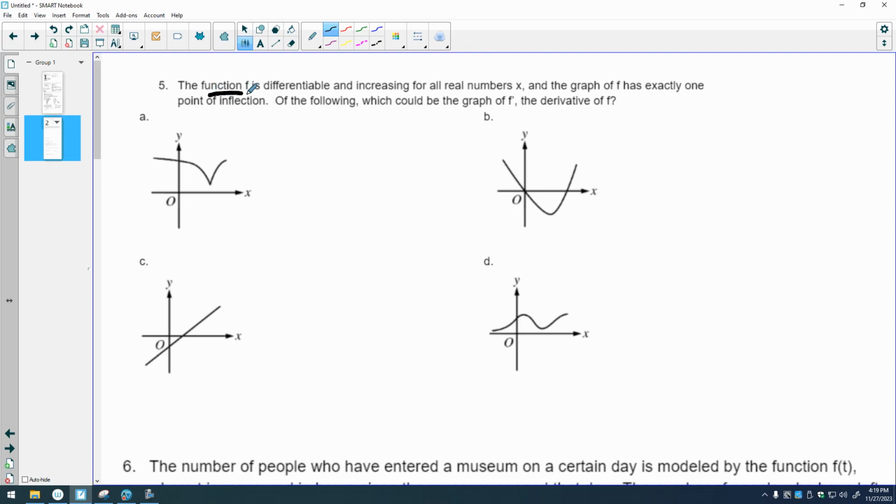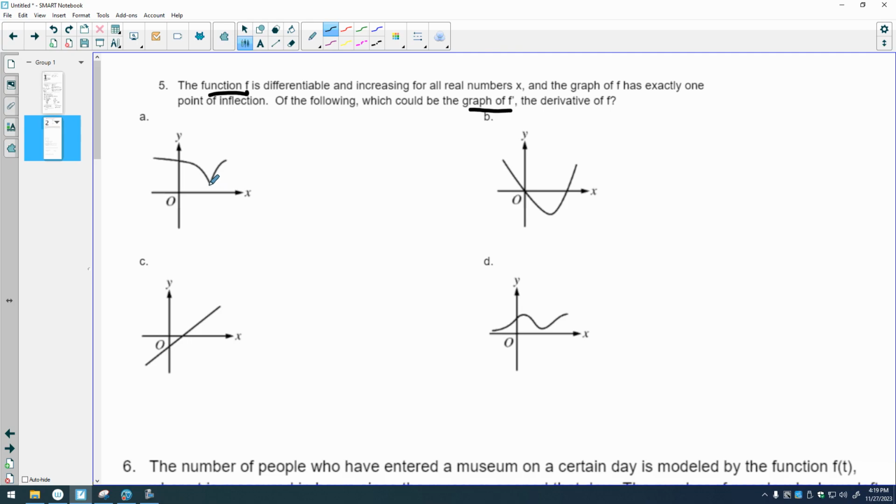The function f is differentiable, and this is my derivative graph. So f is differentiable. What does that mean in the derivative graph? If f is differentiable, there will be no holes and no asymptotes. There'll be no break in the graph. It'll be continuous. These are all continuous graphs. This does not eliminate any of these graphs.